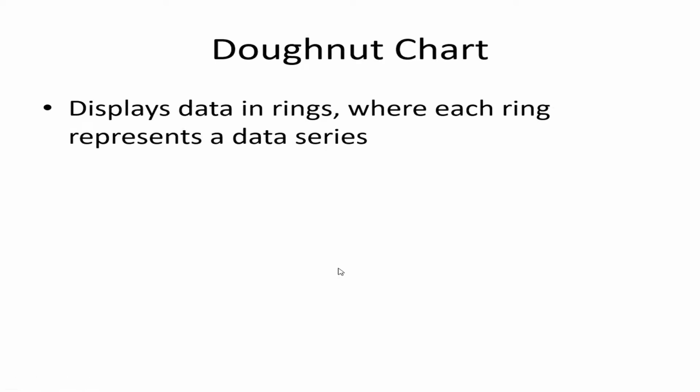Therefore, this is the description of a donut chart. It displays data in rings, where each ring represents a data series. It compares two pie charts. The only way to compare two and even three pie charts, but we don't want to compare too many pie charts because of the clutter issue, is to use a donut chart.